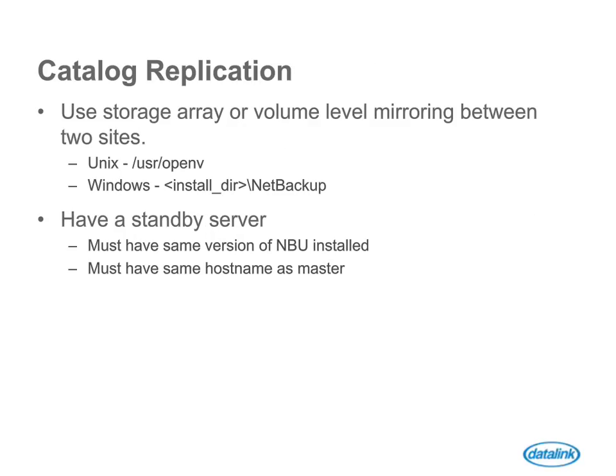Now, another method for ensuring high availability of your catalog is to do catalog replication. You can use array level or volume level mirroring. For Unix, it would just be the usr/openv directory, and then Windows would just be pretty much your Program Files Veritas directory or Veritas NetBackup. And you could use that just for a site-to-site or within your data center itself to ensure a secondary copy.